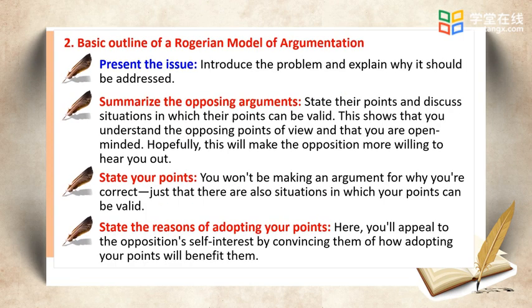Different from the classical model of argumentation in sample essay 1, we can clearly identify a different strategy of addressing the opposing viewpoints in sample essay 2, which is known as the Rogerian strategy. Let's look at the outline of a typical Rogerian model of argumentation. First, we present the issue, then summarize the opposing arguments. Then we state our own points and discuss the reasons why the reader should accept our points.